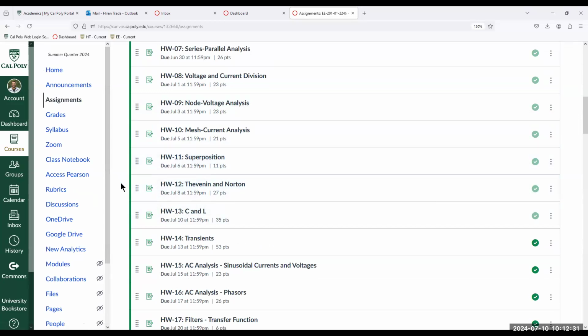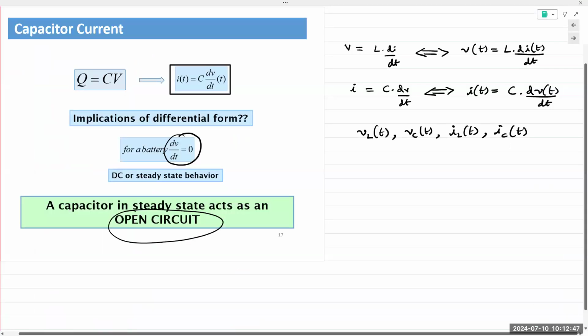A lot of the questions you would be able to answer based on the theory material that has already been covered. But the problems I will cover today. All right, so let's go ahead and bring up the class notebook. Homework number 13, yes.